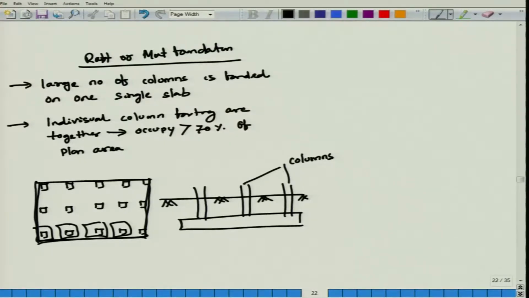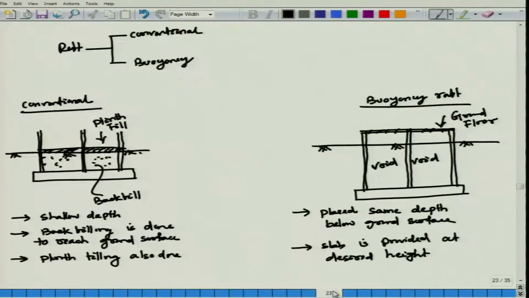In that case, take it as a single slab, a complete single slab, and the columns have to be connected monolithically with this slab. This is called raft or mat foundation. Generally it is provided at shallow depth. Raft and mat foundation is classified into two types, one is conventional raft, the other is buoyancy raft.